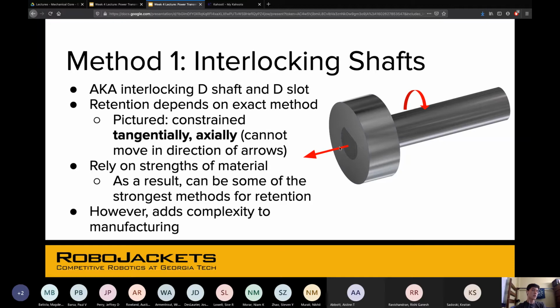So because we can have some pretty strong materials, this works great. However, because of this weird cut, it can make manufacturing hard. So usually when you're dealing with shafts, we like to use the lathe because it cuts in a circular shape. So when you're trying to think about it cutting this straight line, it makes it a little more difficult to manufacture and keep it precise.